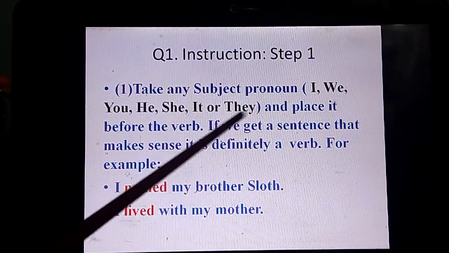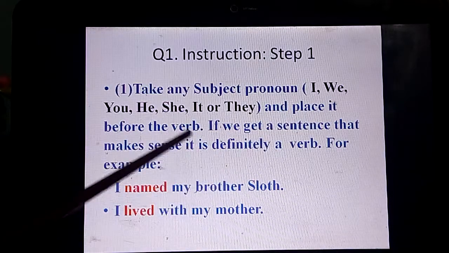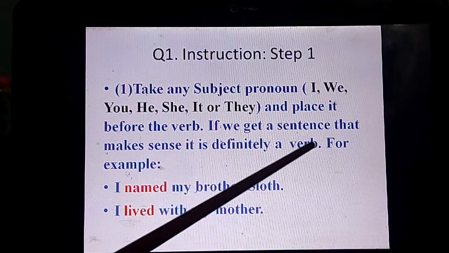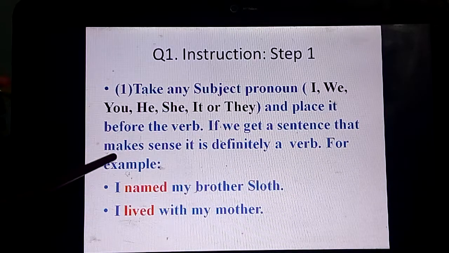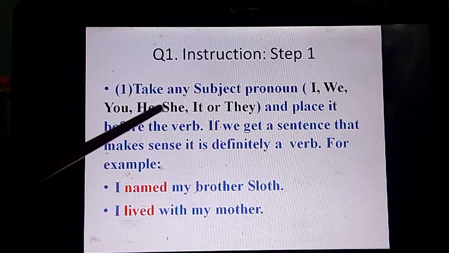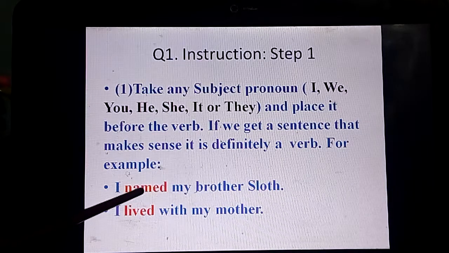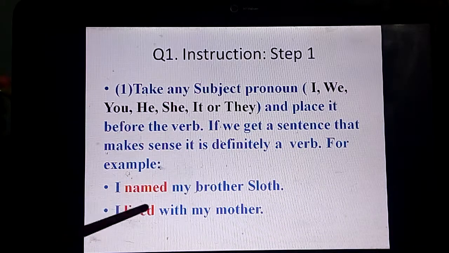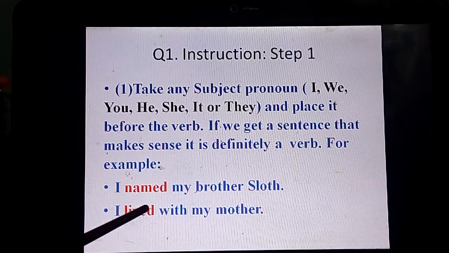Okay, so take any subject pronoun, these are all subject pronouns, and place it before the verb. If we get a sentence that makes sense, it is definitely a verb. For example, let us take two words from the sentence given, named and lived. Why are we choosing these ones? Because these look very much like the past forms of the verb, right? Because past forms often take ed, right?